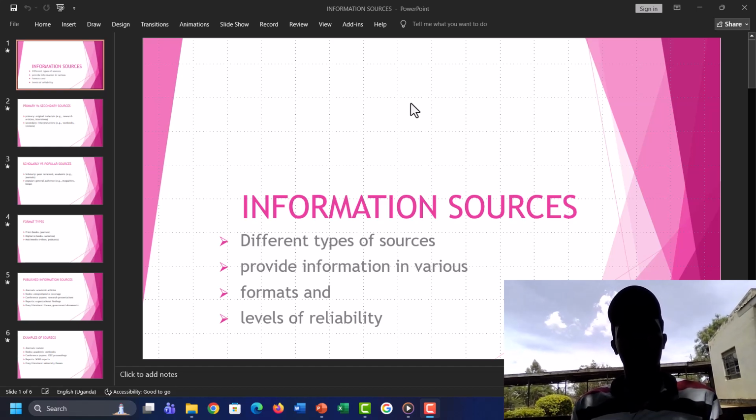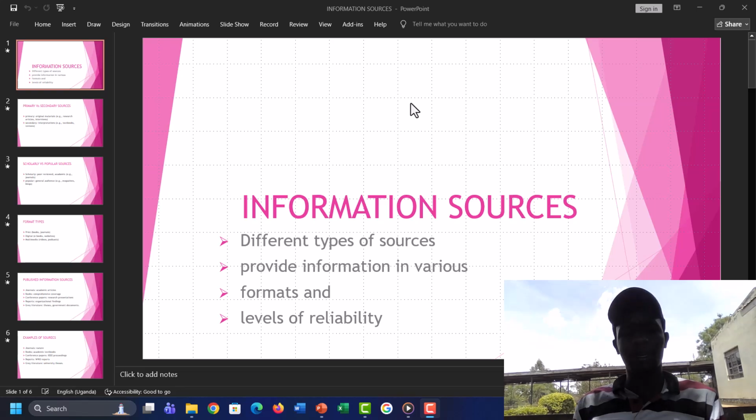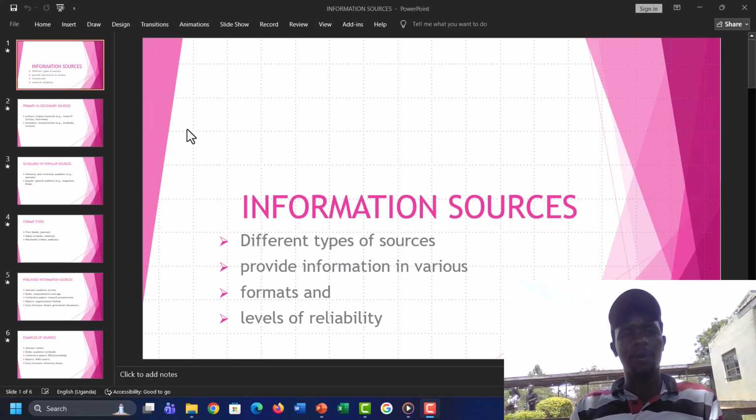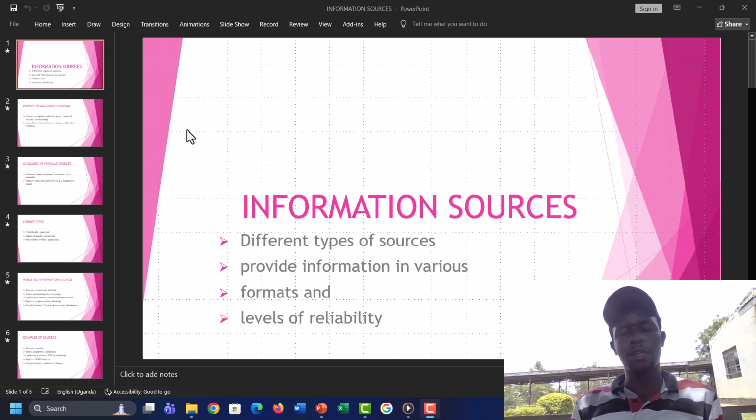Today we are going to look at information sources and published information sources. So we are going to look at different types of sources, which provide information in various ways, formats and levels of their reliabilities. To start, let us define what information sources are.